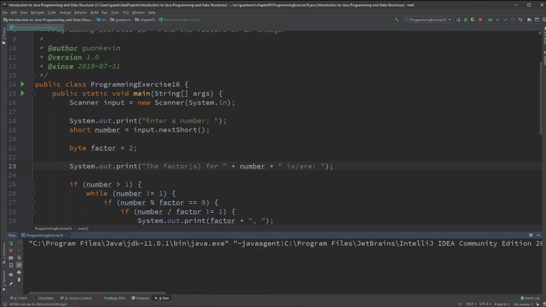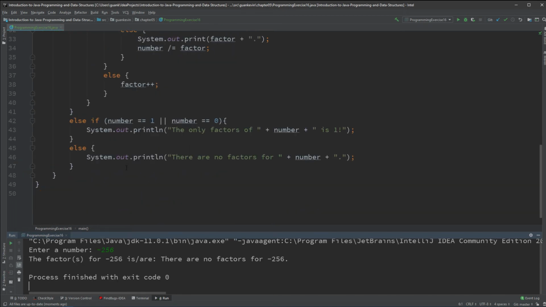Let's try that with 4. The factors for 4 are 2, 2. Yeah, that's good. And let's do something like 256. The factors for 256 is 2 times 2, so 2 should be 1, 2, 3, 4, 5, 6, 7, 8. 2 to the 8th power, correct. All right, so back to the issue from the beginning. What if we do negative 256?